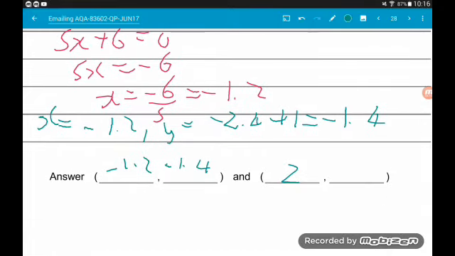Well, for that then, y would be 2 times 2 plus 1, which would be 5. So our other set of coordinates is (2, 5). Quite happy I managed to do that all in one take without messing up.